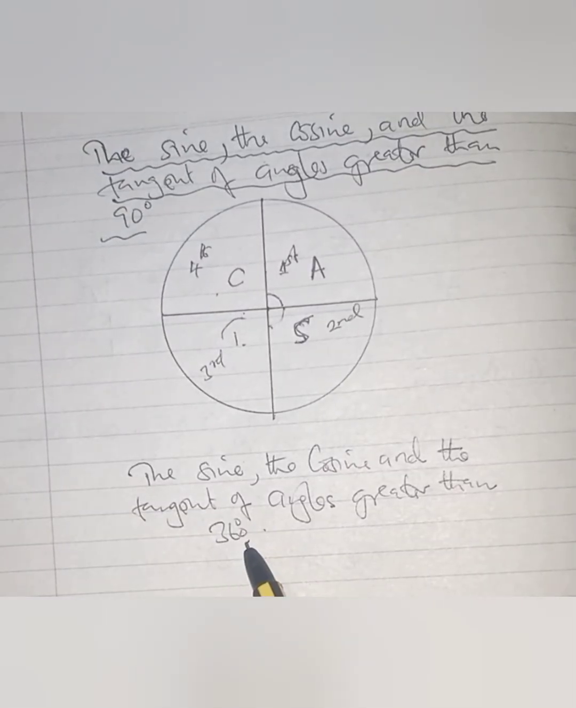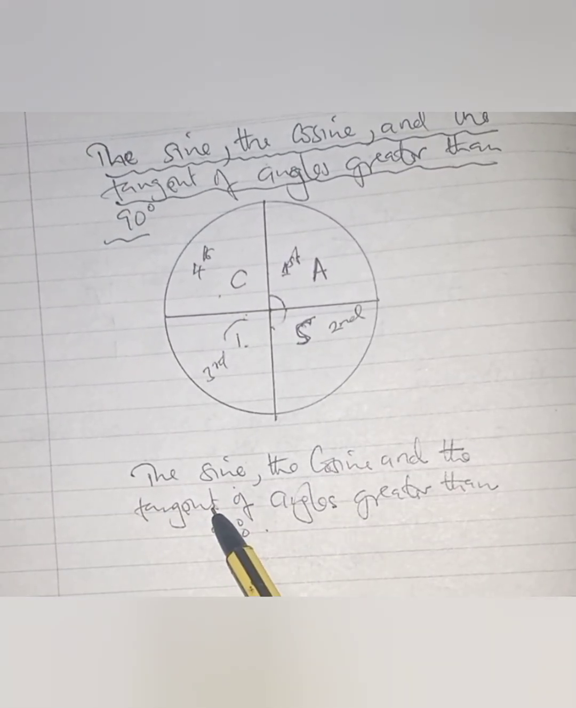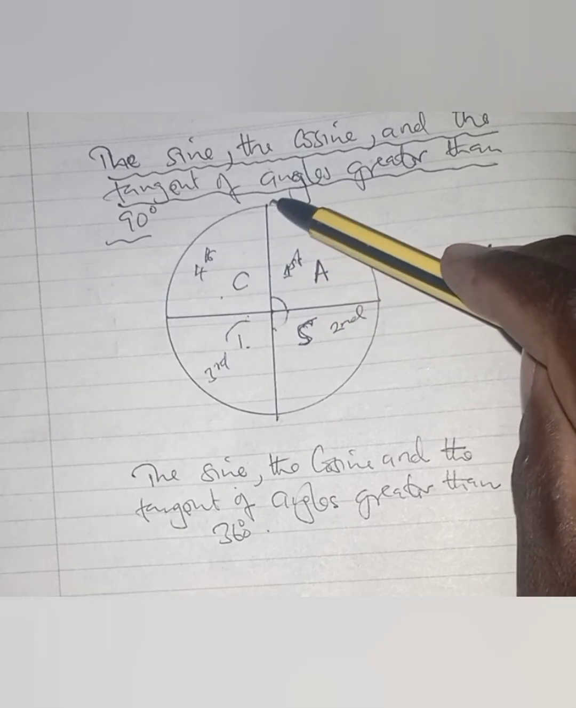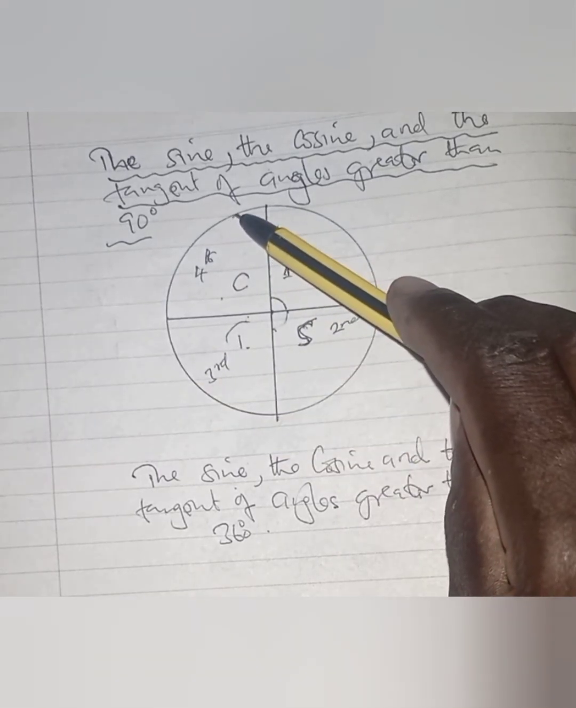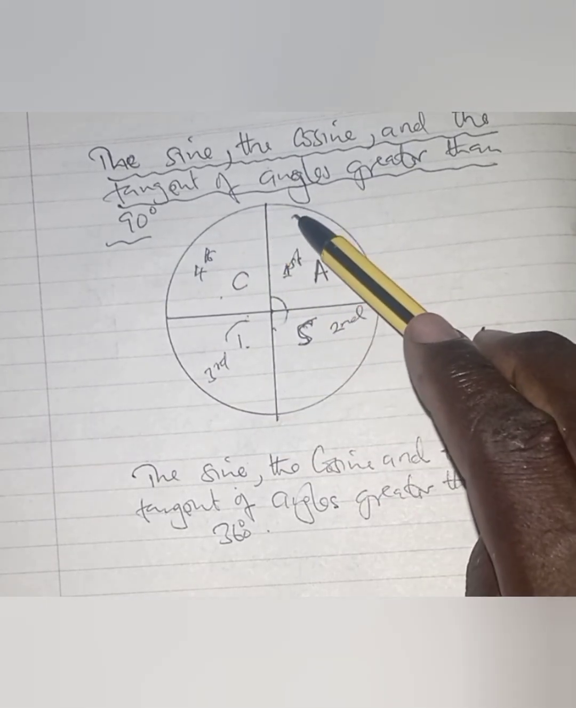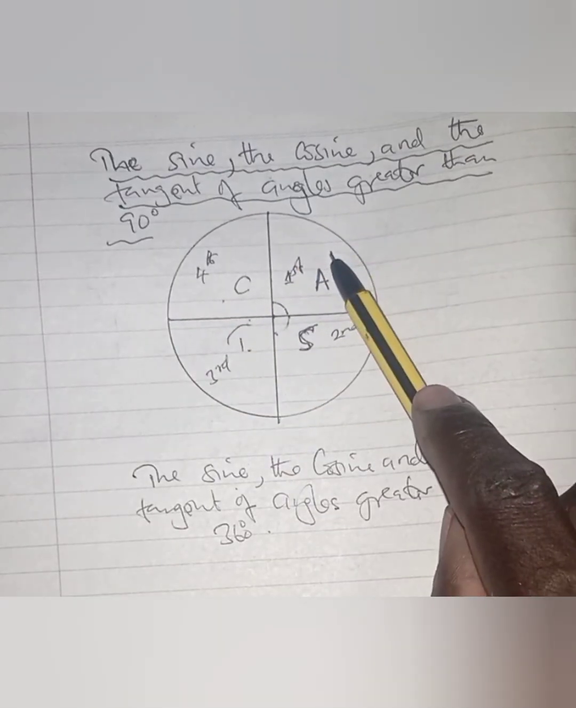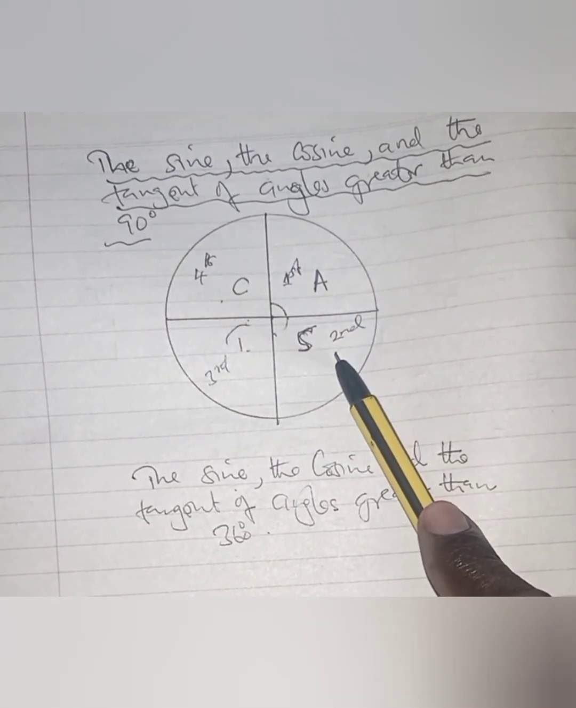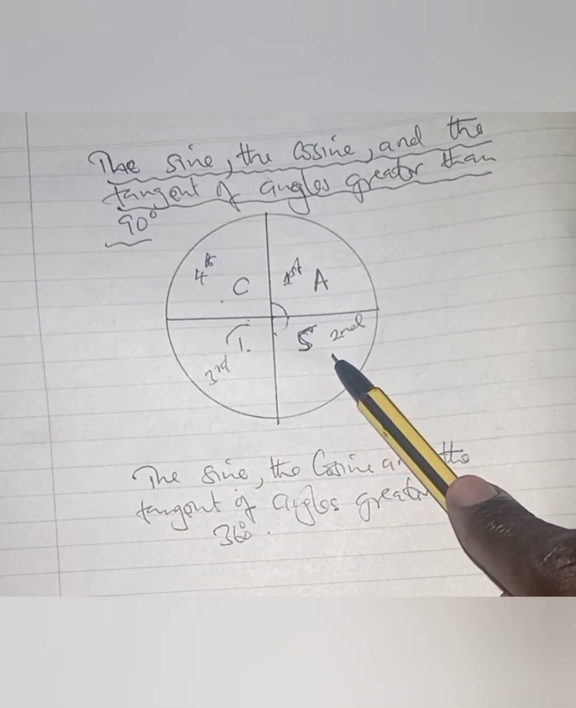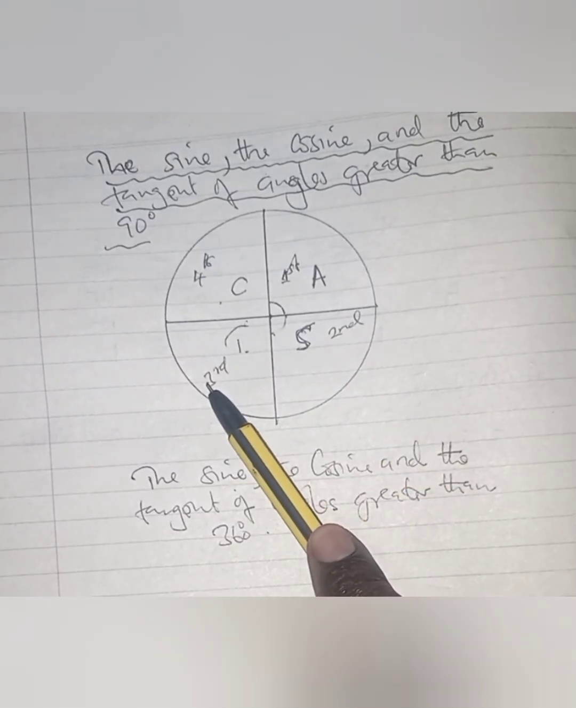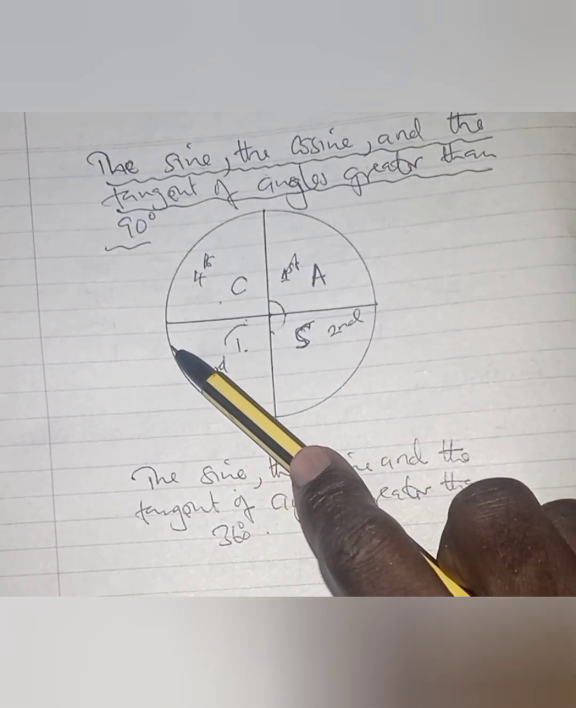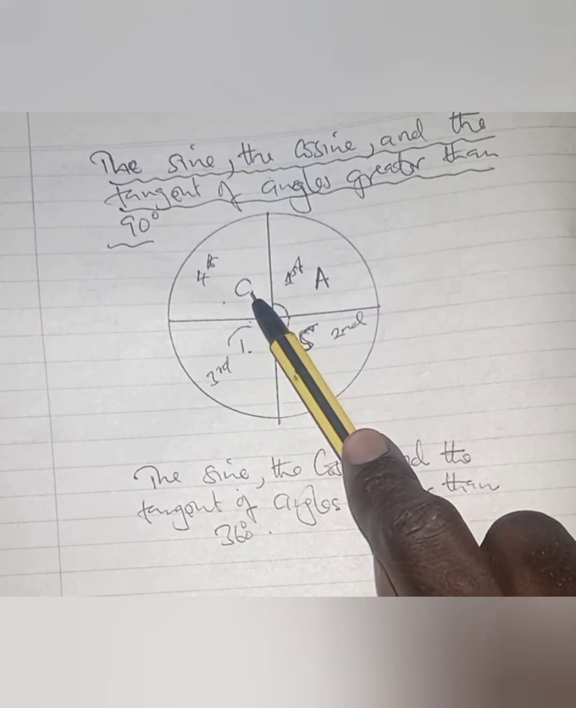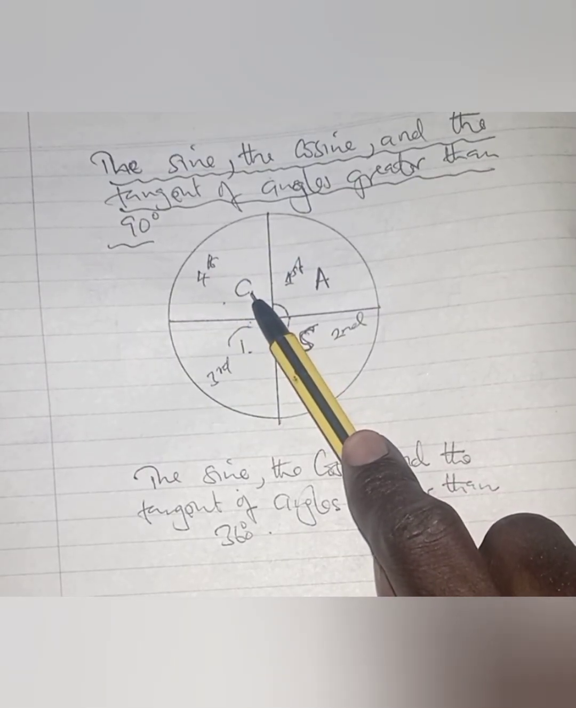For angles greater than 360, for the sine, the cosine, and the tangent, remember 360, we are making one complete revolution. So depending on the quadrant that the angle will fall in after making a complete revolution, if the angle falls in the first quadrant, the trigonometric ratios will be positive. If it falls in the second quadrant, only the sine will be positive. If we make a revolution and it falls in the third quadrant, only the tangent will be positive. And if we make a revolution and fall in the fourth quadrant, only the cosine will be positive.